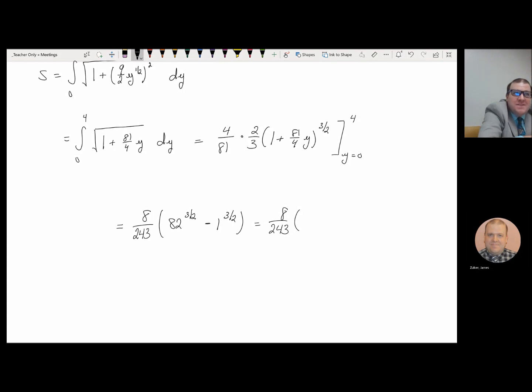82 to the 3/2 is not 28. Shouldn't be 123. Because the square root of 82 is not rational.